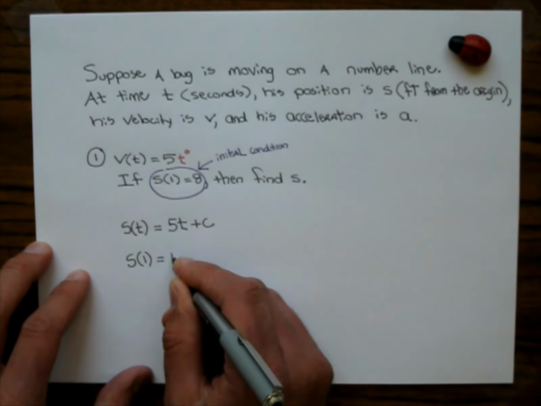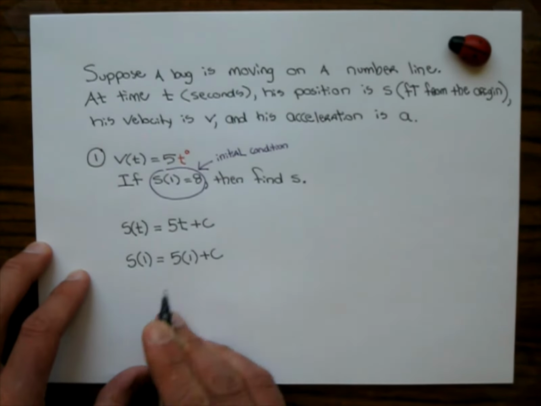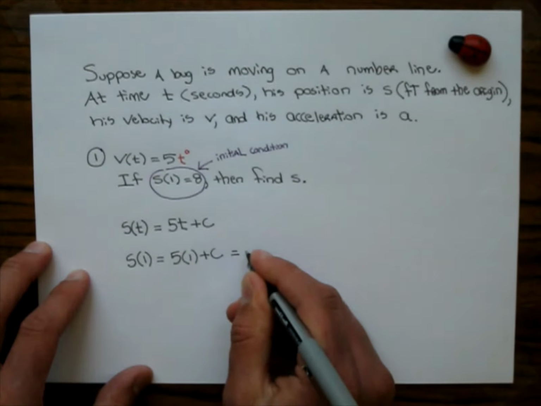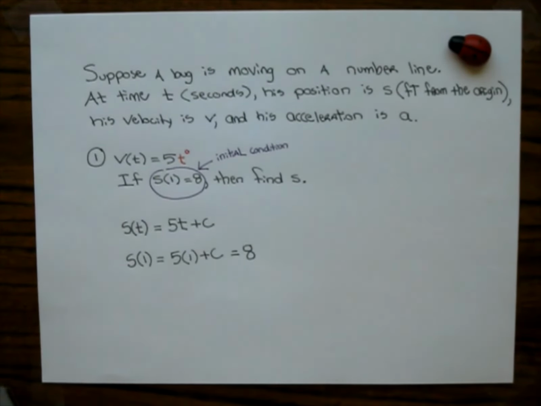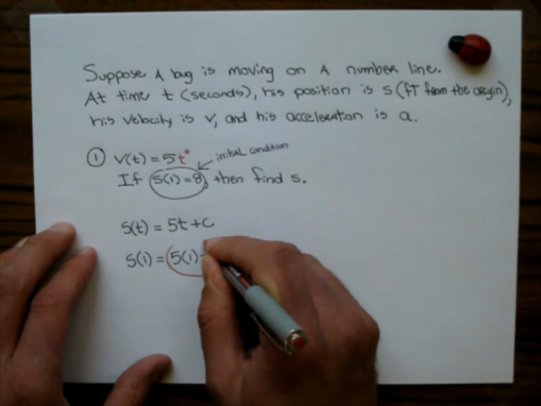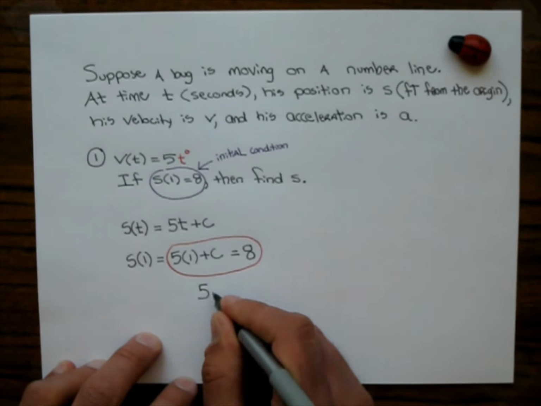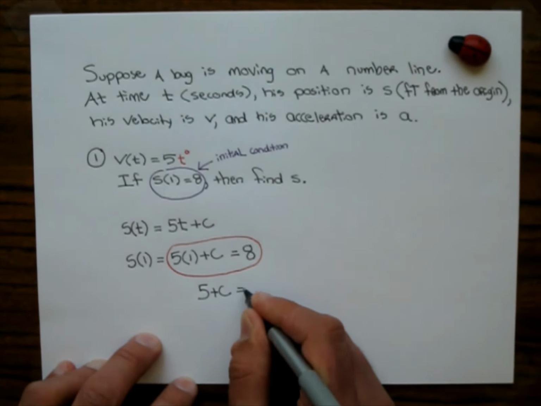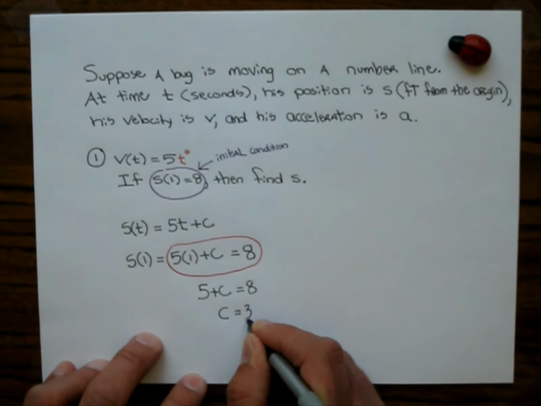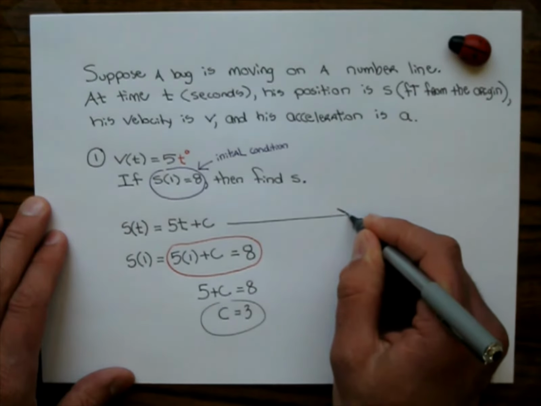So t is 1. We don't know what c is, but we see that s of 1 is 8. So I'm going to set this thing equal to 8. Look what I have when I put that initial condition in. I have an equation that I can solve for c. This says 5 plus c equals 8. So c is going to equal 3. Perfect. So now I can go ahead and rewrite.